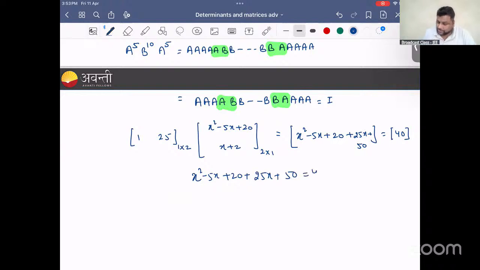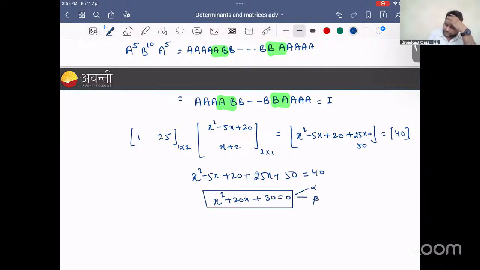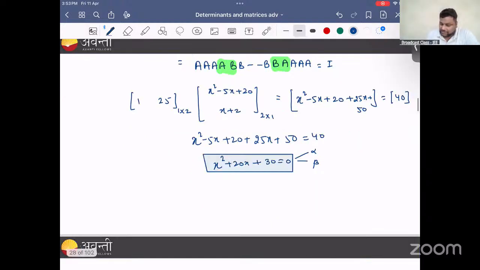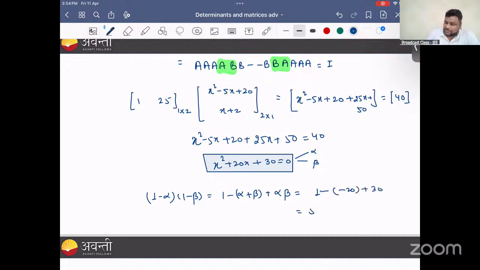This is equal to 40. So now what equation do I have? x square plus 20x plus 30 equals 0. Its roots are alpha and beta. Correct? So now they are asking for 1 minus alpha, 1 minus beta. That is 1 minus alpha plus beta plus alpha beta. That is 1 minus of minus 20 plus 30. So your answer is 51.